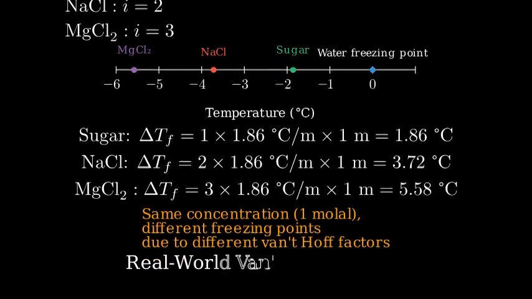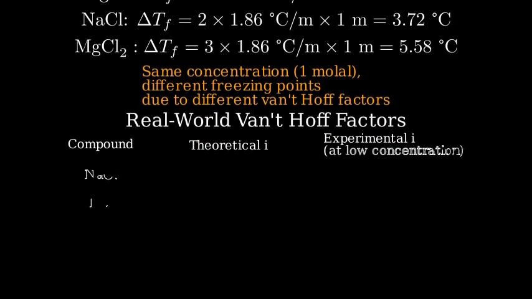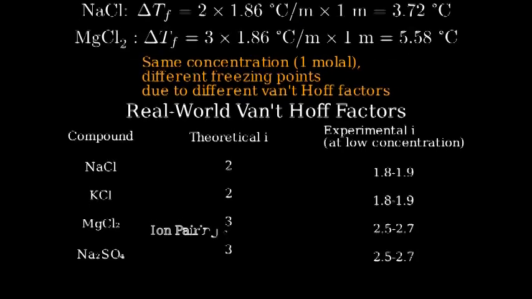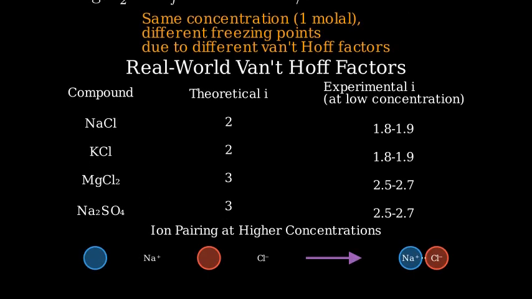In practice, the Van't Hoff factor is often determined experimentally by measuring colligative properties. For strong electrolytes like NaCl, the theoretical Van't Hoff factor is 2, but experimentally it might be around 1.8 to 1.9 due to ion-ion interactions. This happens because not all ions behave as completely free particles in solution. Some temporarily pair up, reducing the effective number of particles.